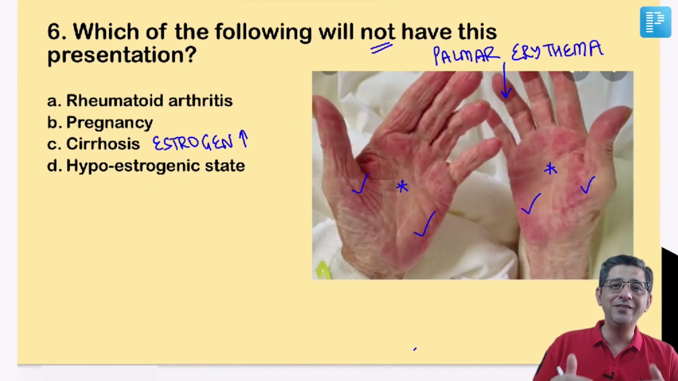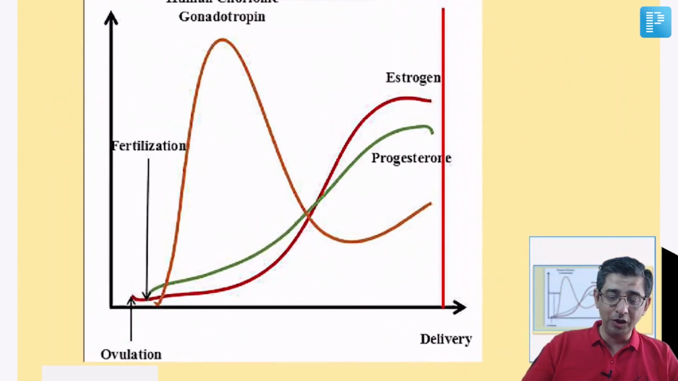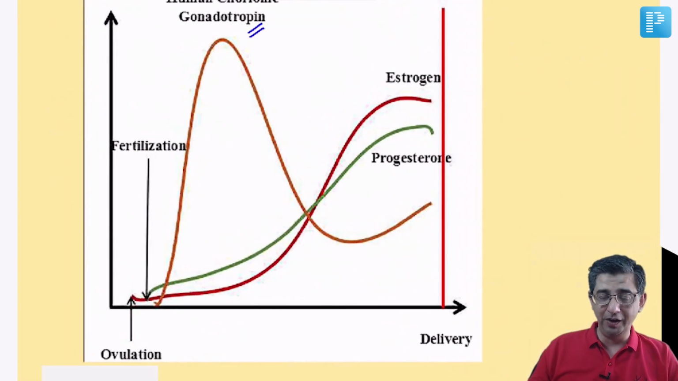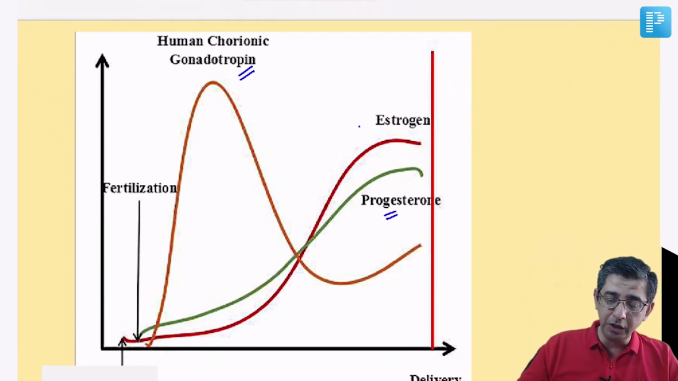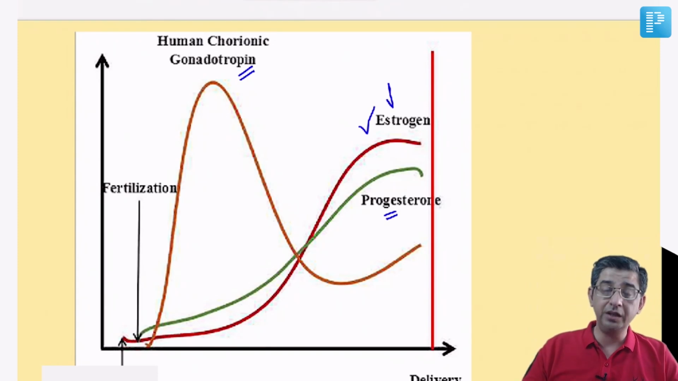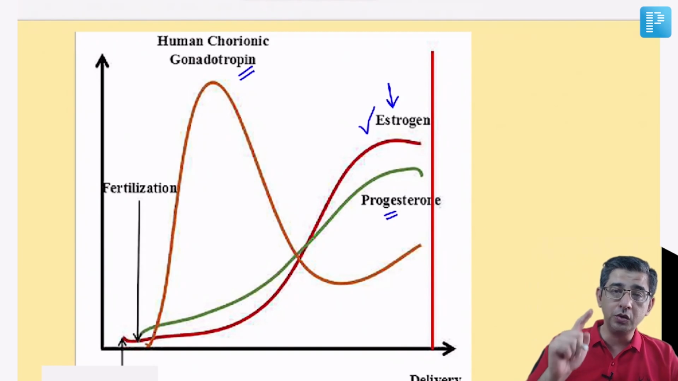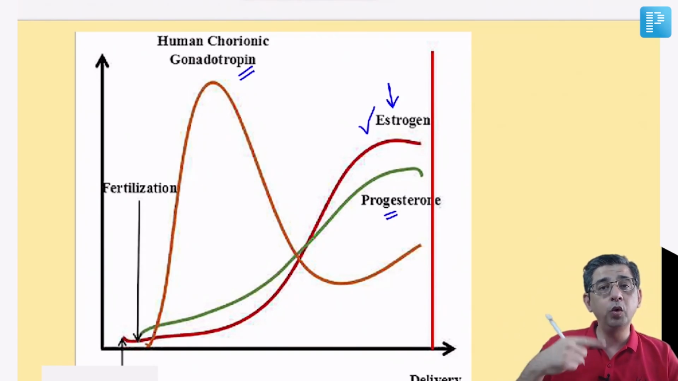Pregnancy also has elevated estrogen. And those of you who are saying, no sir, we have read in OBGY that in pregnancy progesterone is elevated, how can you say estrogen is elevated? Look at this chart. After fertilization, not only will you have an increase in the value of HCG, not only will you have a rise of progesterone, but even estrogen will rise. In fact, women in whom estrogen rises more in the first trimester tend to have more vomiting.